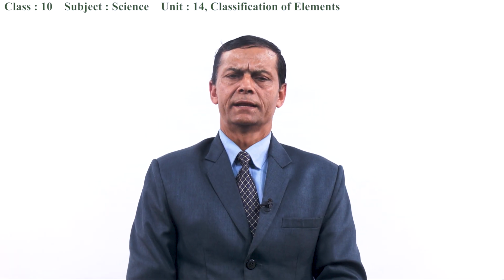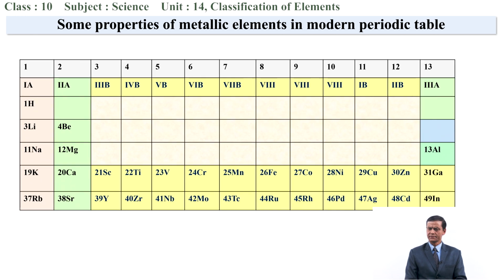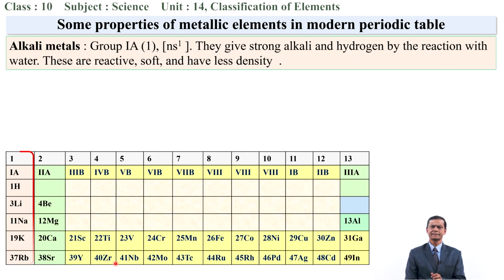Dear students, we are discussing some properties of metallic elements in the modern periodic table. What are the properties we have just discussed? So now let's discuss the alkali metals. Why are they called alkali metals? What are alkali metals? This group is alkali metals. Look at here, it is the highlighted group. That means lithium, sodium, potassium, rubidium. Group 1A elements or group 1 elements whose valence shell contains ns1 electronic configuration.